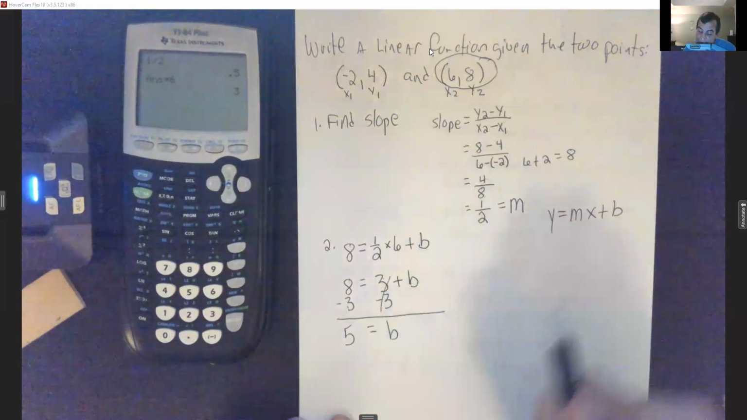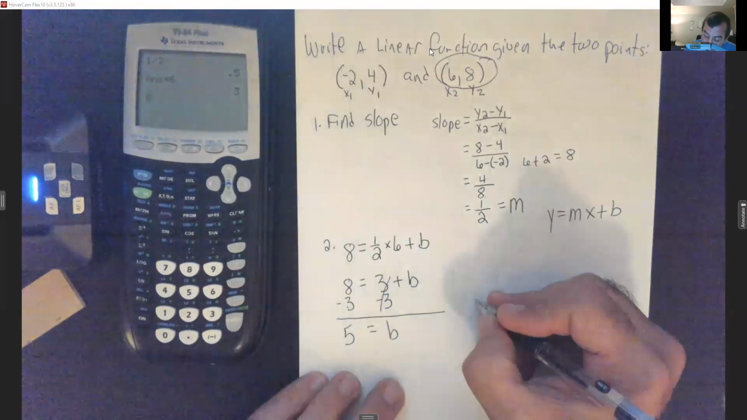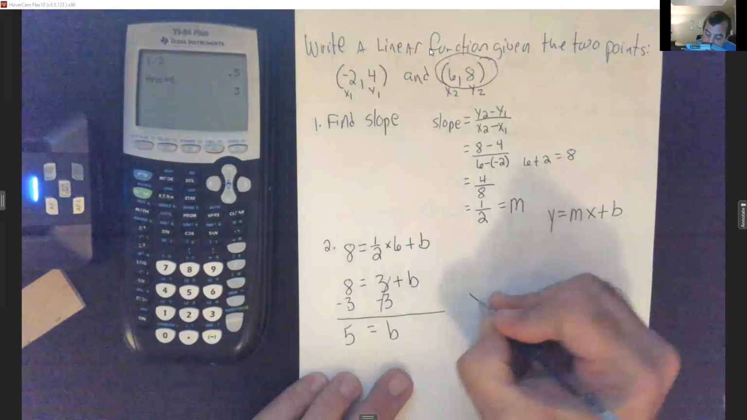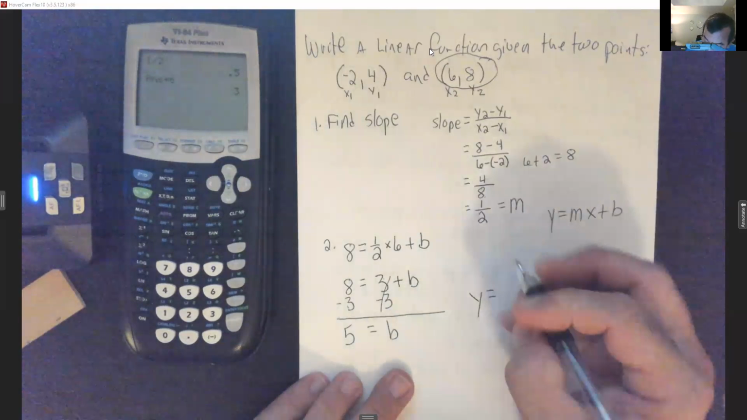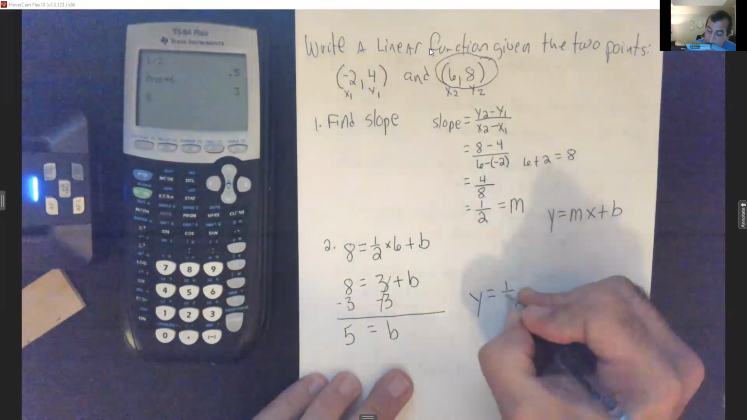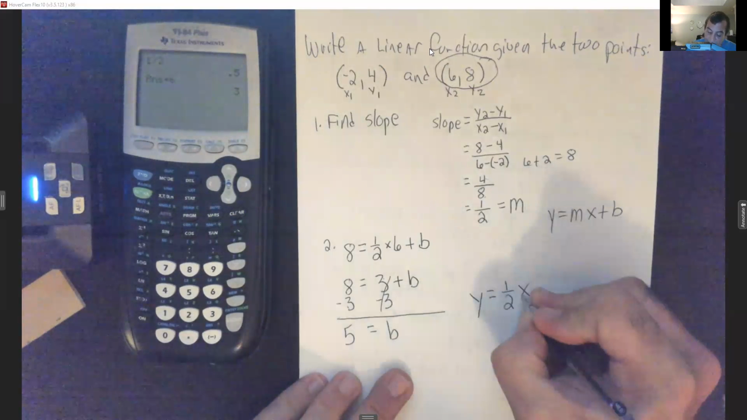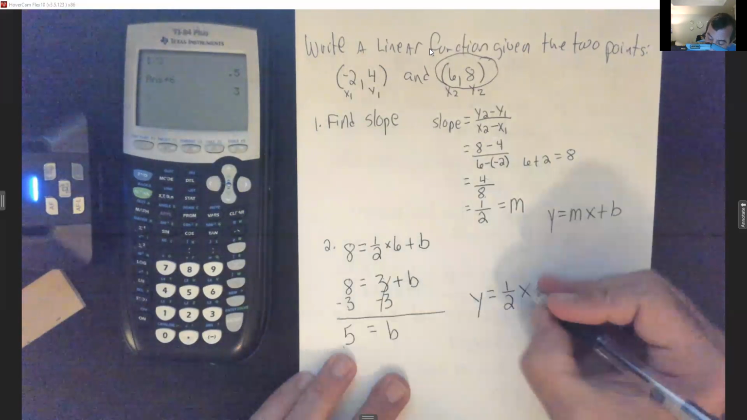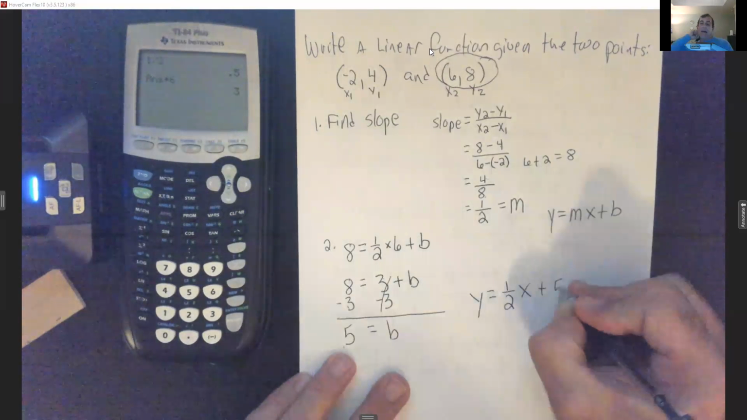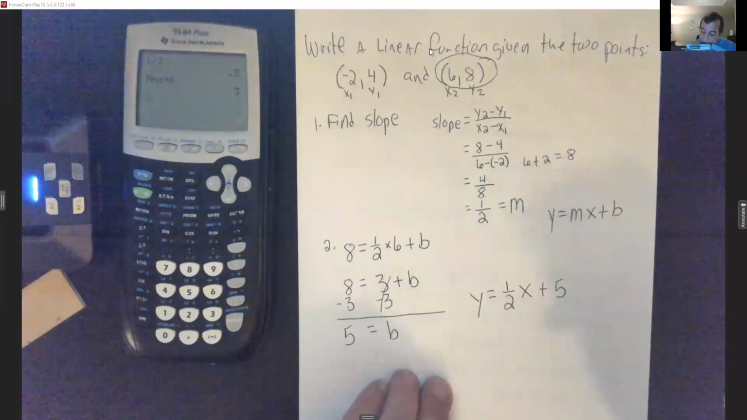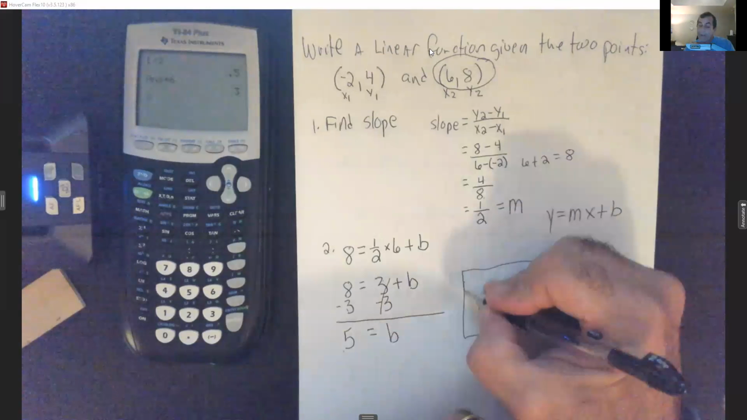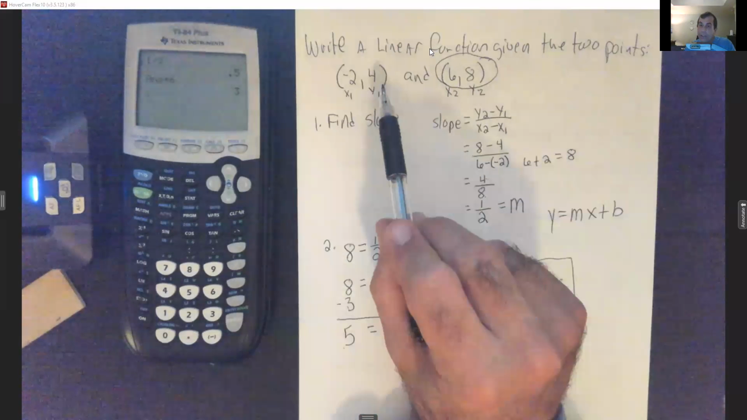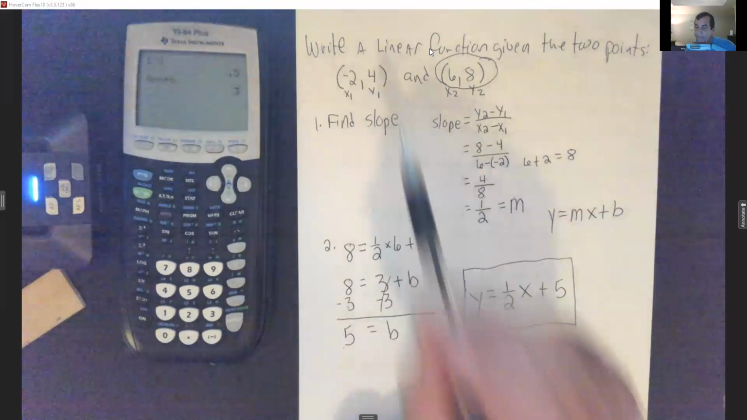The b is 5. So to write my formula, I would put y equals, in place of the m, I would put 1/2, then I would put my x, and then plus my b, which was 5. And that would be the linear function that I would get had I started with these 2 points.